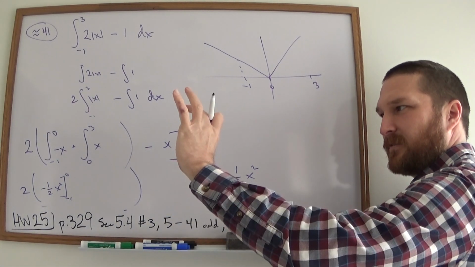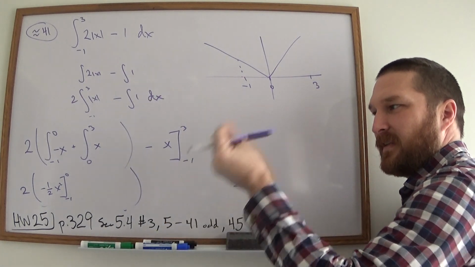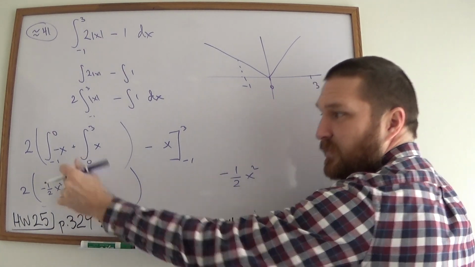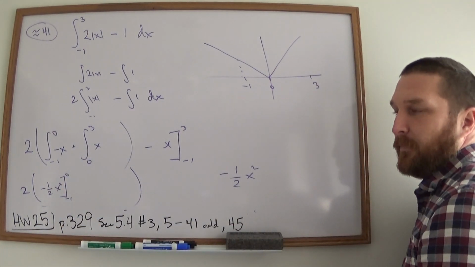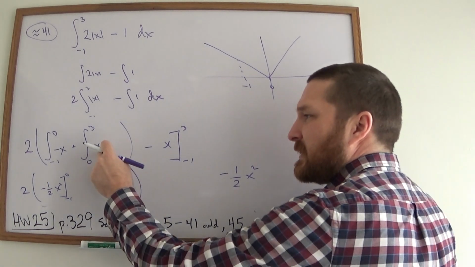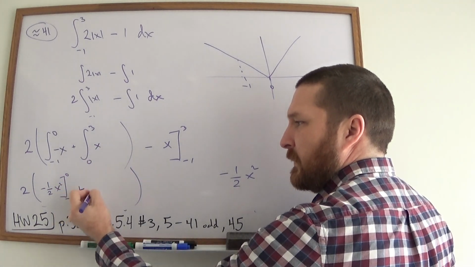When there are definite integrals, you find your antiderivative. Instead of plus c, you do this little trick, and that's going to help you a lot. It's the antiderivative of this: 1/2 x squared.